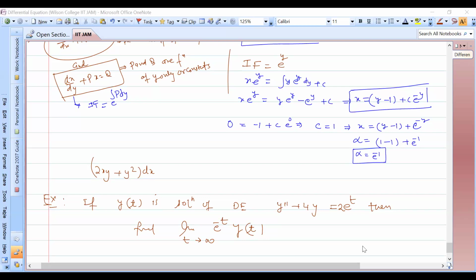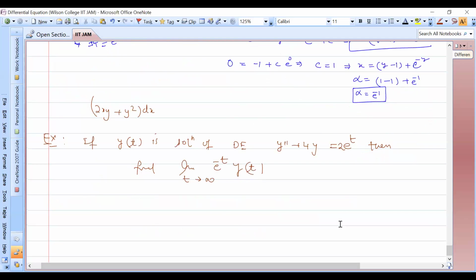Let me check. Sorry, what options have they given? They have options 2 by 3, 2 by 5, 2 by 7, 2 by 9. 2 by 5, yes. Should I solve? No. What about other people?